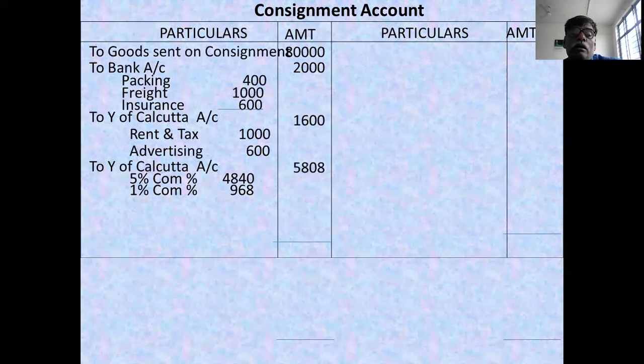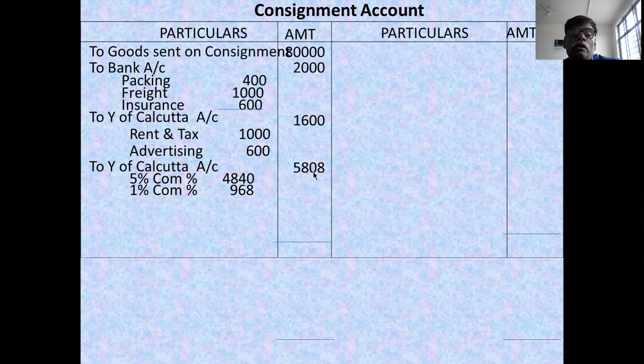discount on bill. Total is 5,808 commission. Discount on bill. This item you may write or you may leave. It is left to you. If you want to write it, write it; if not, leave it. Either is fine. Do whichever you like. But discount must be written.